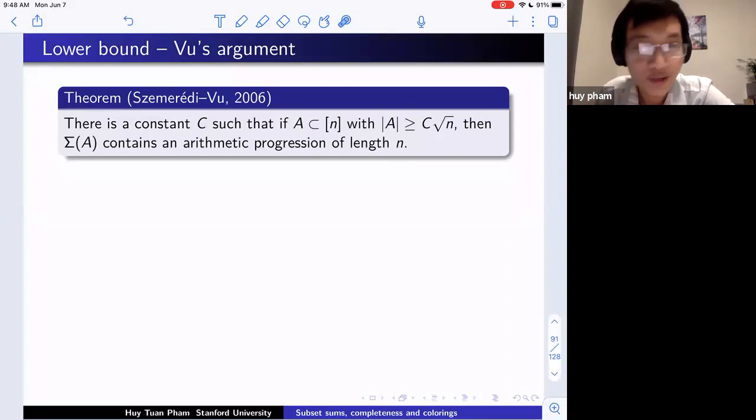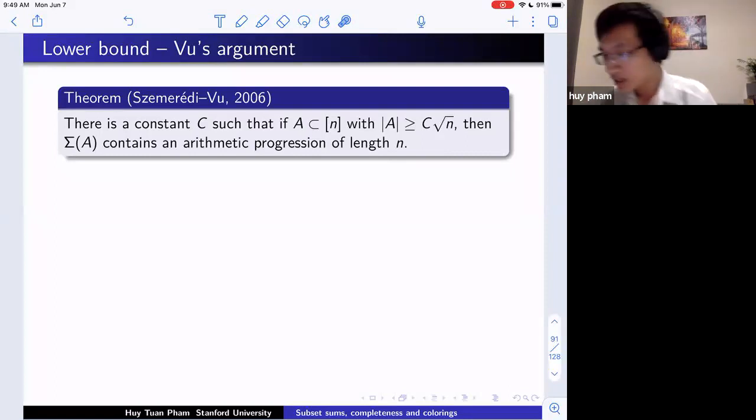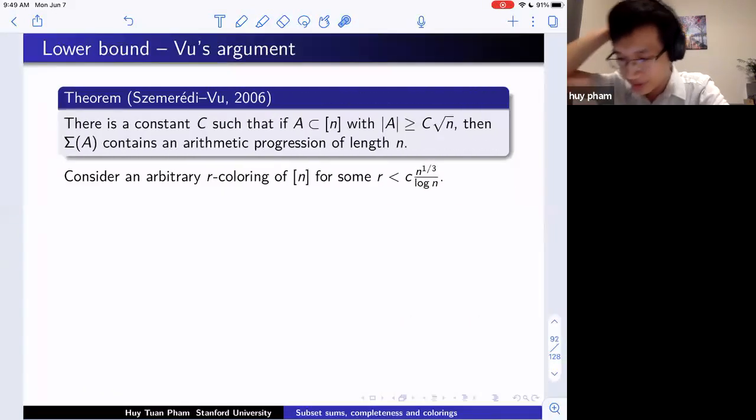of the interval from 1 to n, and the subset has size at least a big constant times square root of n, then sigma of A will have to contain a long arithmetic progression, an arithmetic progression of length at least n. So how do we use this result?